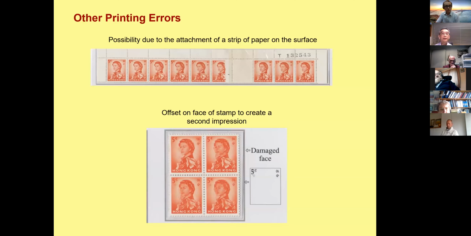Okay. So there are some other printing errors not under those categories. For example, here you get the one. This one is completely missing. So I suspect that probably there was an attachment of a strip of paper on the surface, so that the ink would not go to this sheet.